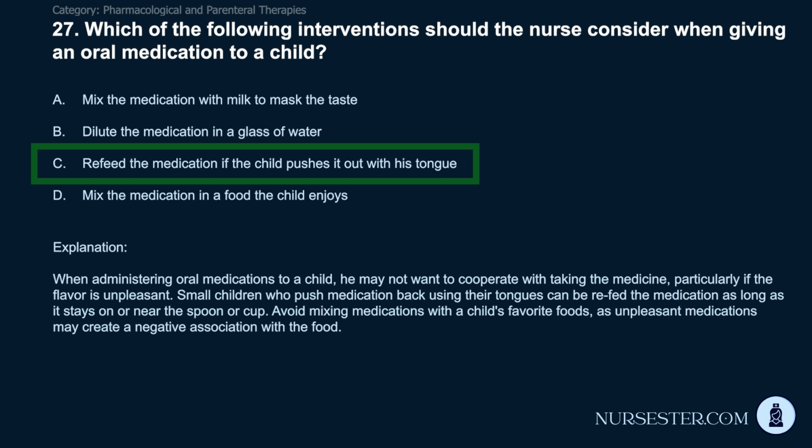When administering oral medications to a child, he may not want to cooperate with taking the medicine, particularly if the flavor is unpleasant. Small children who push medication back using their tongues can be refed the medication as long as it stays on or near the spoon or cup. Avoid mixing medications with a child's favorite foods, as unpleasant medications may create a negative association with the food.